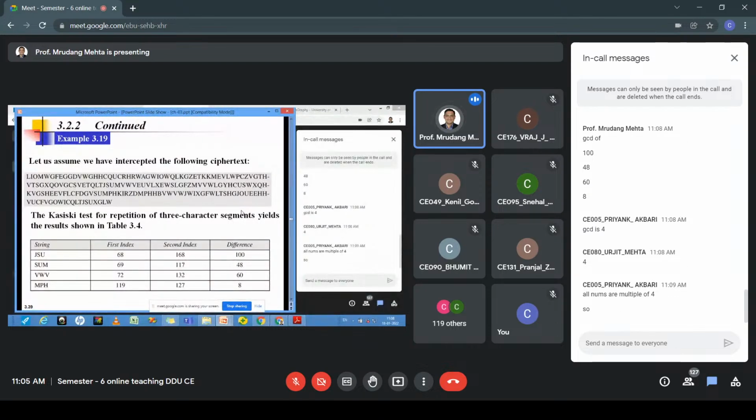All numbers are multiples of 4. So that is correct. But which process have you followed? Yes, any other student who would like to reply?